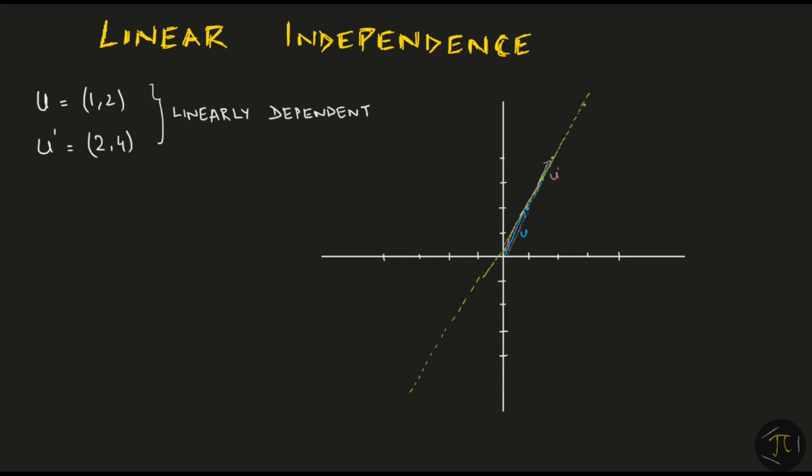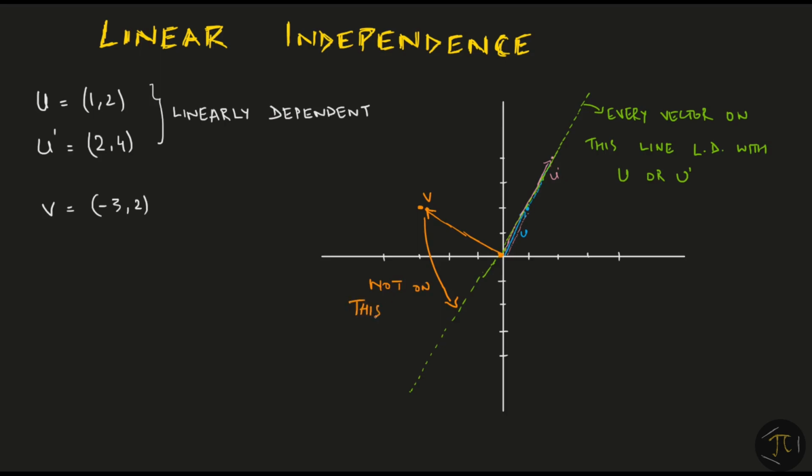You'll notice that any vector that lies along this green line will be linearly dependent with the vector u or u dash. Now let's try to check if v equal to (-3, 2) is linearly dependent with u and u dash. All the linear combinations of u will always end up on the green line, but v doesn't lie on this line. So v and u or u dash must be linearly independent. So v is linearly independent with u or u dash.